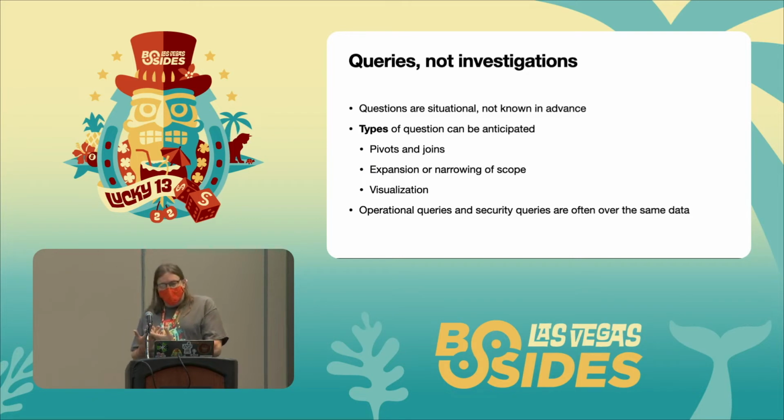You also want to do expansion and narrowing of scope. If you try to look at all of your traffic or all of your activity in a very complex system, especially when distributed across a lot of different services, it can be very hard to see signals in the noise. And so the ability to expand or narrow scope as you have more questions, as you do these kinds of pivots and joins, is very important.